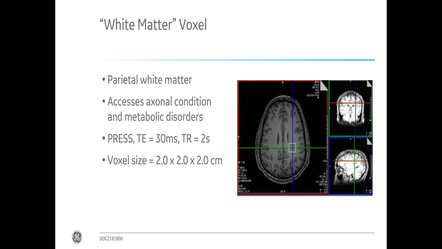So in global diseases where you want to have additional information about that, you place your voxel in the white matter, and this one is a good location. You have the same protocol as with your gray matter voxel, as you really want to compare all your spectra. So keep in mind, stay consistent with your protocol.